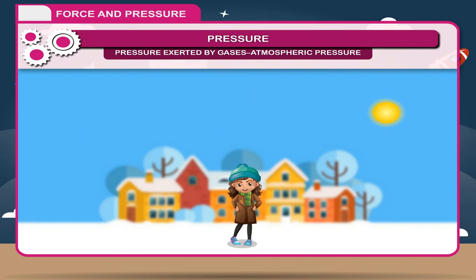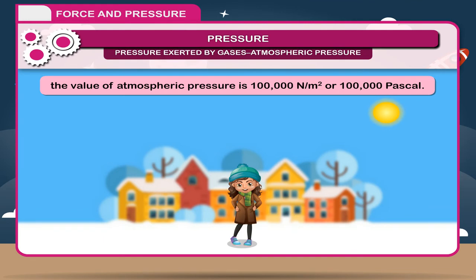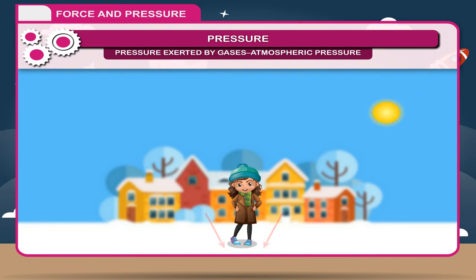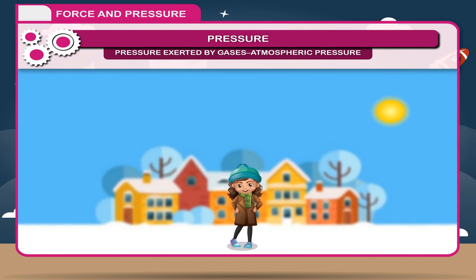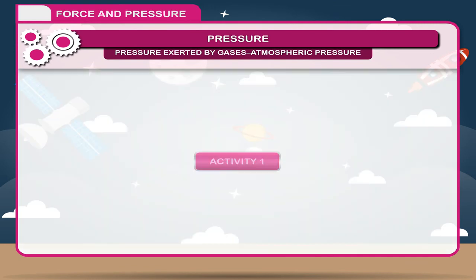In the SI system, the value of atmospheric pressure is 1 lakh Newton per square meter or 1 lakh Pascal. This is a tremendous amount of pressure. Our blood pressure balances this high value of atmospheric pressure. To prove that air exerts pressure, let us perform an activity.